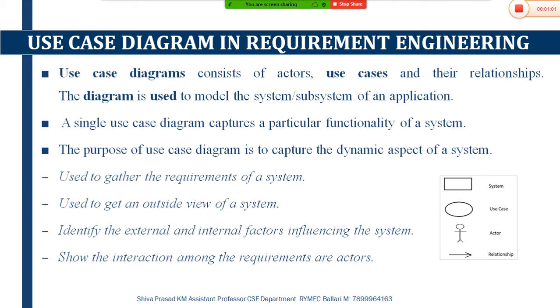Requirement 1 is the power button, requirement 2 is the motherboard, requirement 3 is the processor, requirement 4 is RAM. So what must be the relationship between the power button and the motherboard? Is it a unique relationship, or does it contain a generalized relationship, an include relationship, or an exclude relationship? There are different types of relationships which we can deal with.